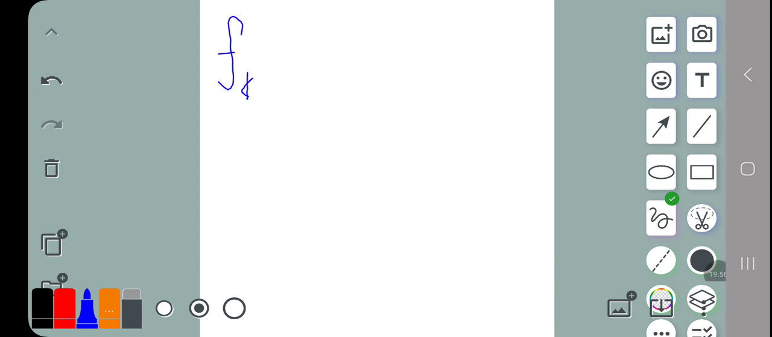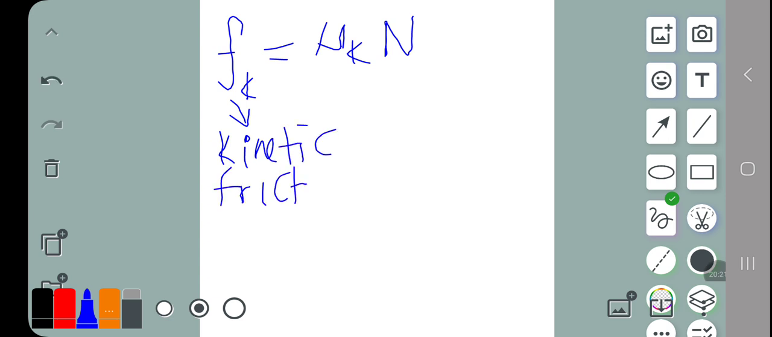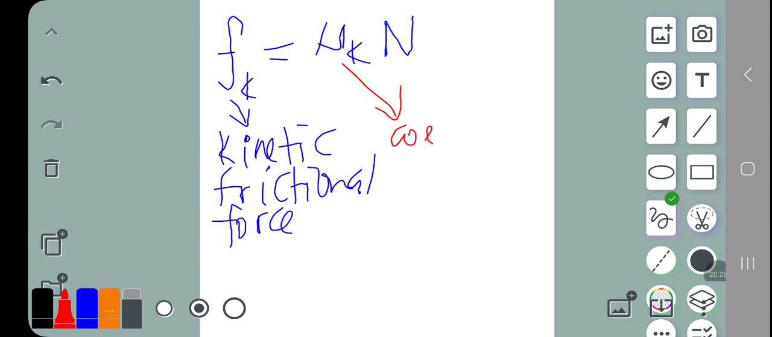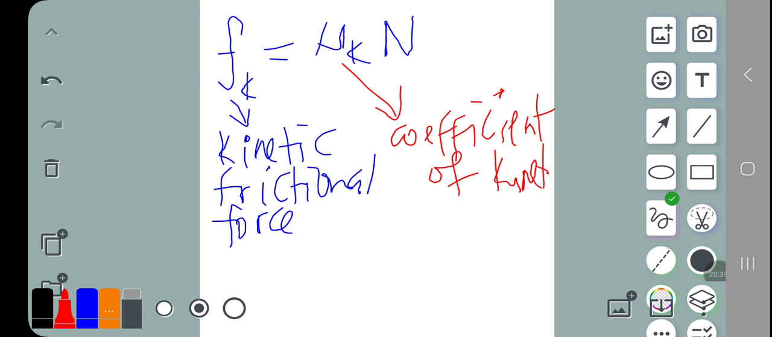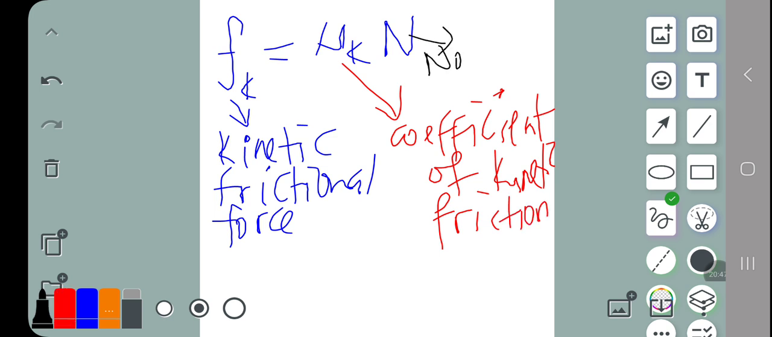Fk is equal to mu, which means your coefficient of friction here is going to be the coefficient of kinetic friction, times normal force N. Whereby Fk is the kinetic frictional force, mu is the coefficient of kinetic friction, and N is the normal force.